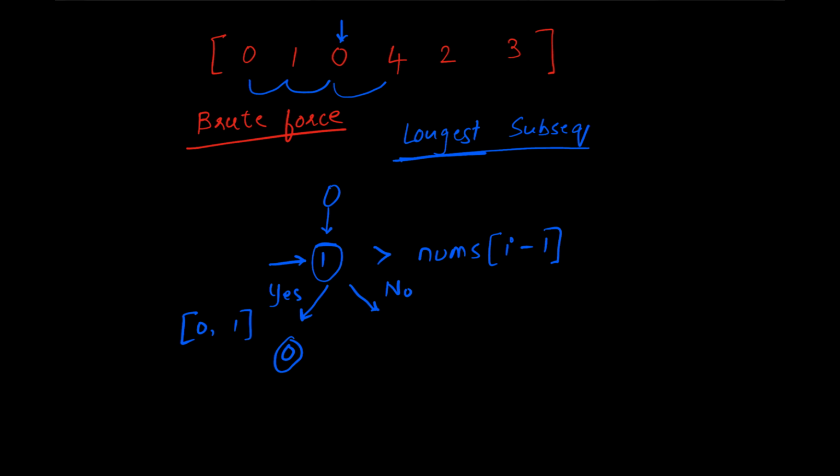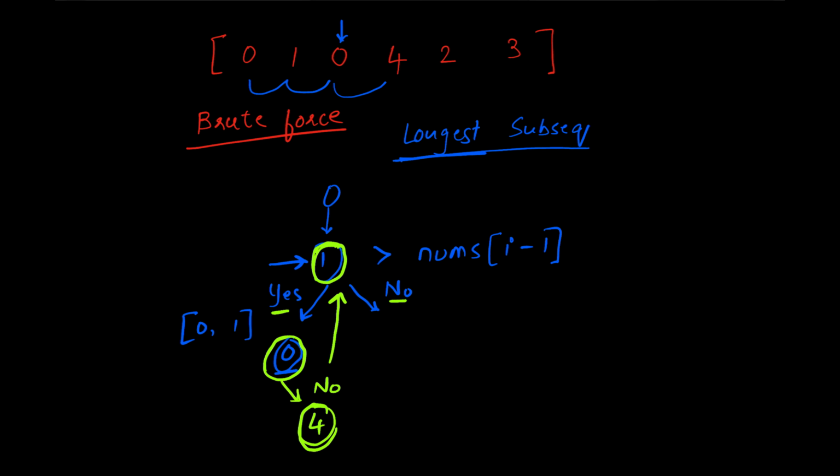Now we'll repeat the same comparison of the new value 0 with the previous value that was added to the subsequence, which is 1. Between the two, the new value is not greater, so it cannot be included in the existing subsequence. So we only have one option here, to not include 0 in the current subsequence and move to the next number, which is 4. We'll check if the value 4 is greater than the last element, which is 1. Yes, it is greater, so it can be included in the current subsequence, increasing the length to 3.